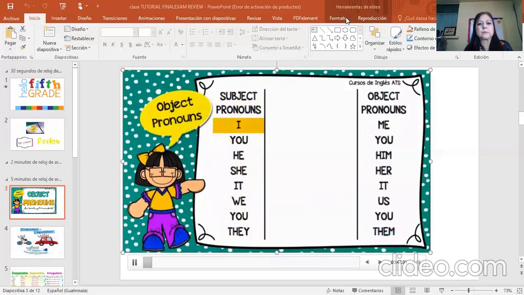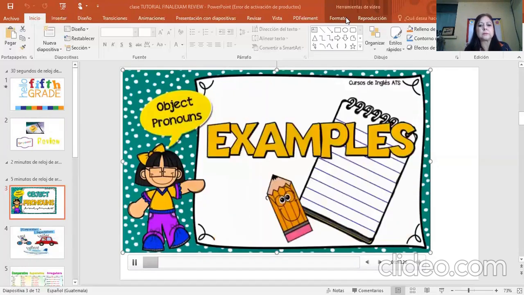The object pronoun for I is me. The object pronoun for you is you. The object pronoun for he is him. For she, her. It, it. We, us. You, you. They, them. This is so confusing.